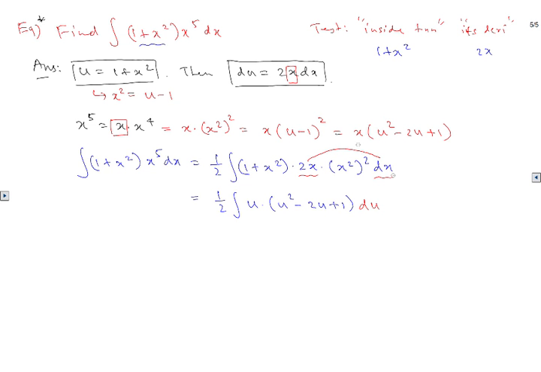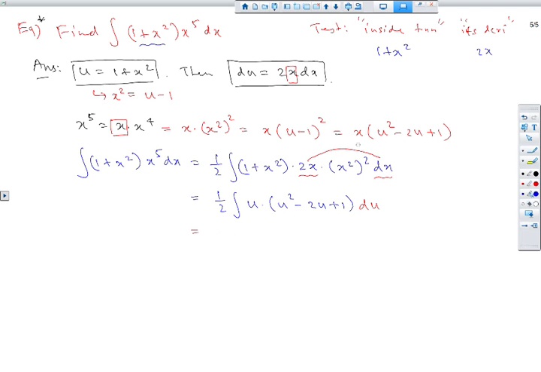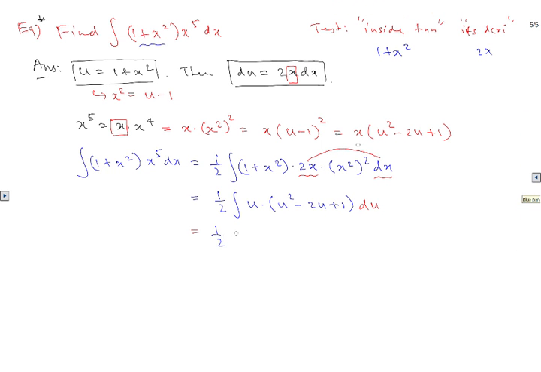Then what we can do is distribute. If you distribute, you get u cubed minus 2u squared plus u, and then du. Now you do it term by term. You get u to the 4th over 4 minus 2/3 u cubed plus u squared over 2 plus C, only one C.